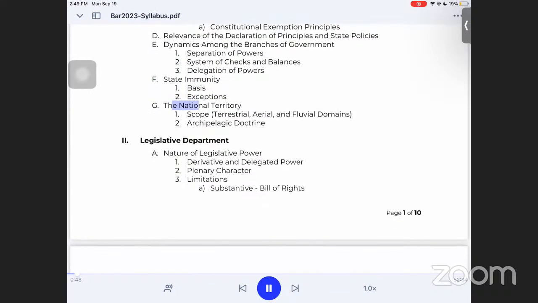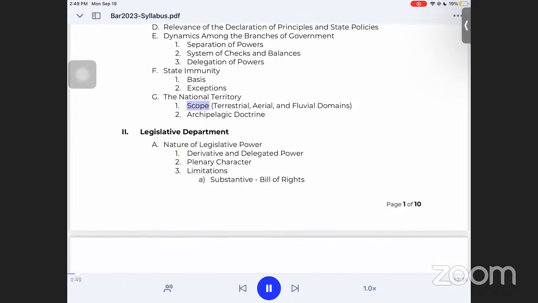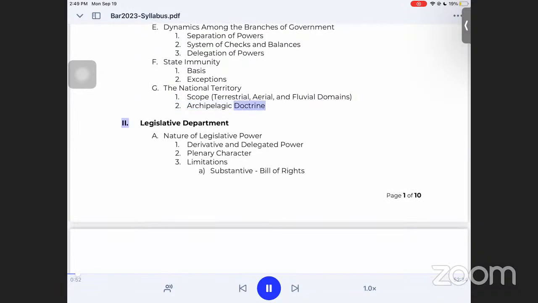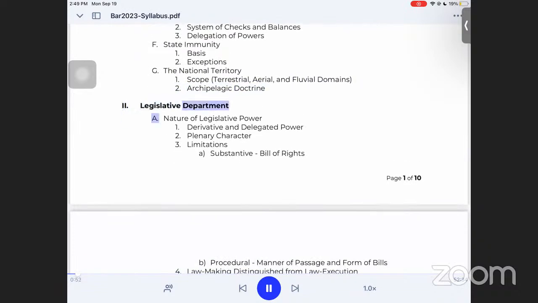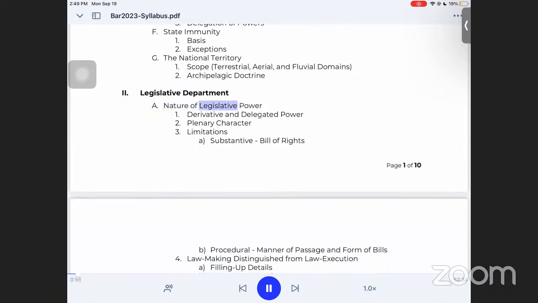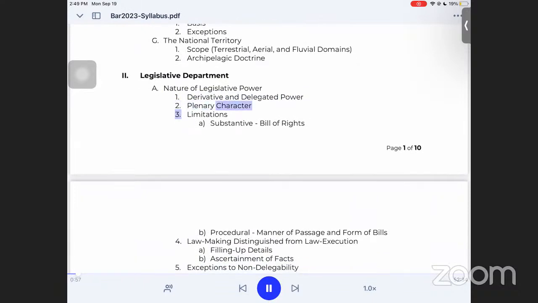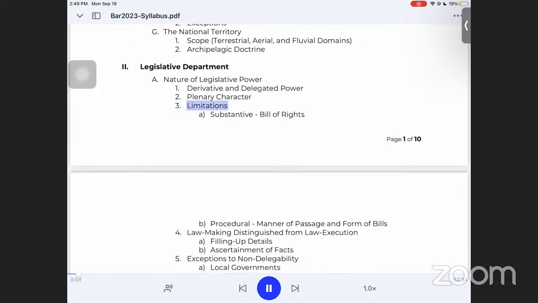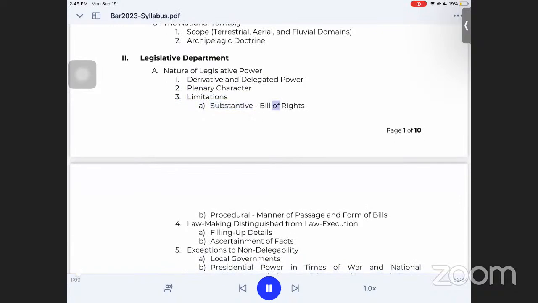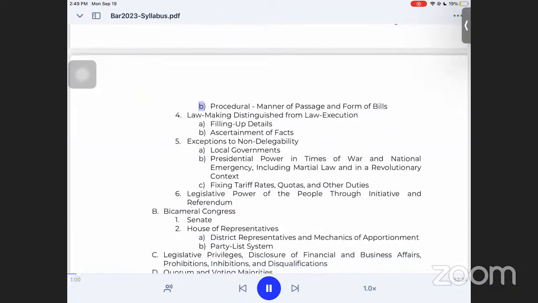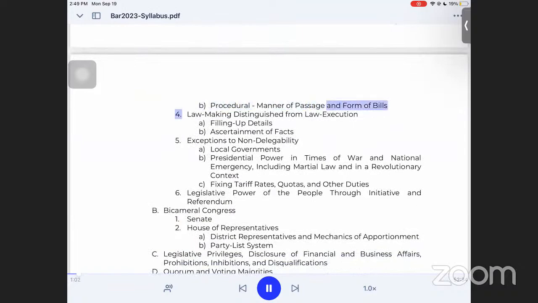G. National territory. 1. Scope: terrestrial, aerial, and fluvial domains. 2. Archipelagic doctrine. II. Legislative Department. A. Nature of legislative power. 1. Derivative and delegated power. 2. Plenary character. 3. Limitations. a. Substantive: Bill of Rights. b. Procedural: manner of passage and form of bills.